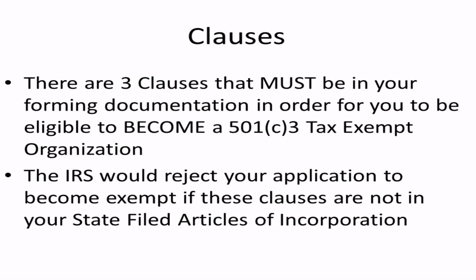Second thing you have to have are the 3 clauses that the IRS requires in order for you to be eligible to be tax exempt in your forming documentation. So in your Articles of Incorporation that you file with your state, you have to have these 3 clauses there. If you don't have them there, the IRS will reject your application to become tax exempt.